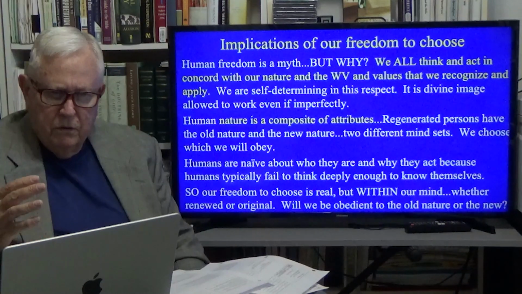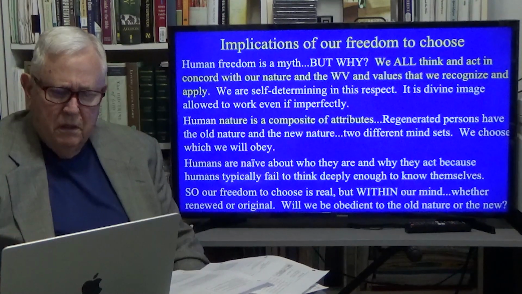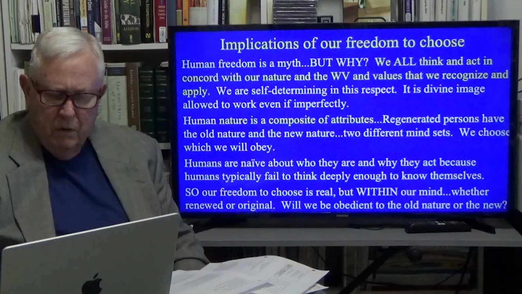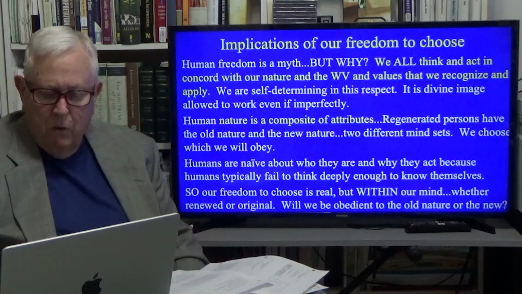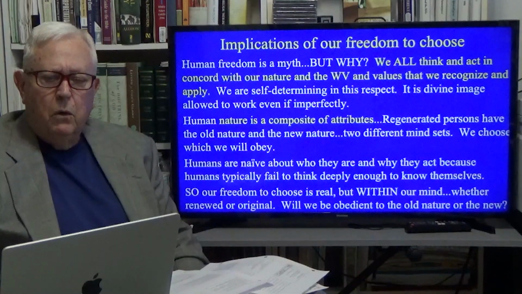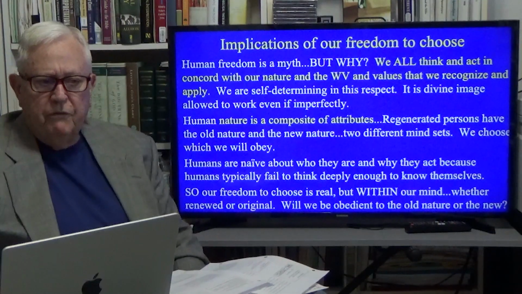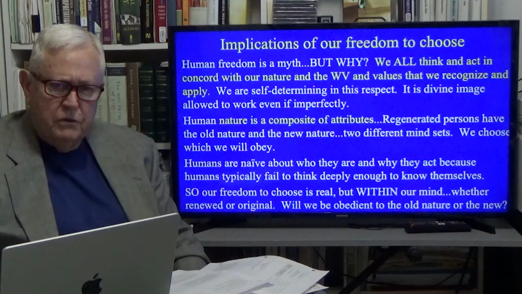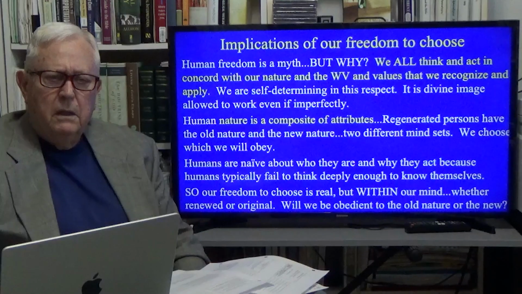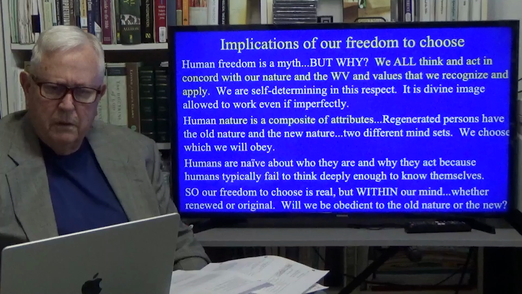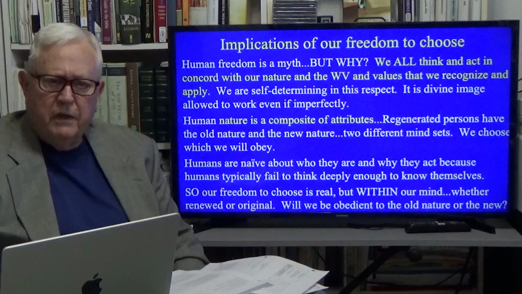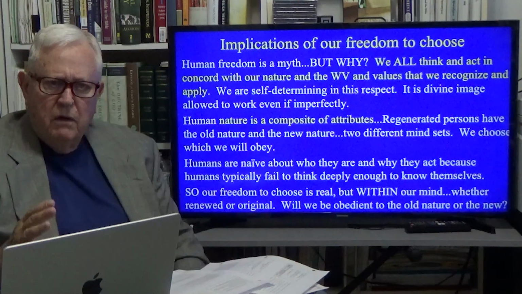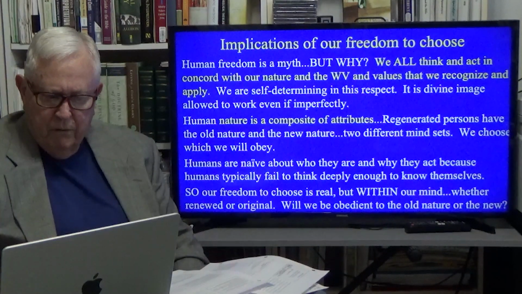Within our minds, whether renewed or original, we've got to be conscious of our choices on the basis of our worldview and values. Will we be obedient to the old nature or to the new? The fruit of the Spirit and the works of the flesh are two major presentations of new nature, the fruit of the Spirit, and old nature, the works of the flesh. And there's all kinds of virtue and vice lists in the New Testament that we can learn from.